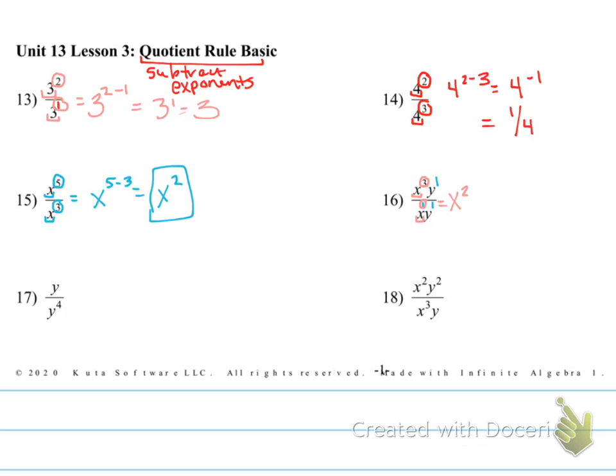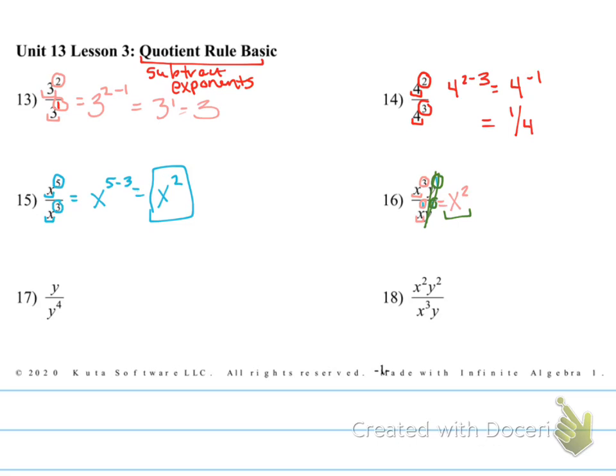And now I can go ahead and take a look at my y's. If you look at the y's, it's 1 and 1. So 1 minus 1 gives me 0. So these just cancel out completely. If it gives you 0, now there is no y in our answer. It is gone forever. So our final answer is just x squared. All right, let's keep going on to number 17.